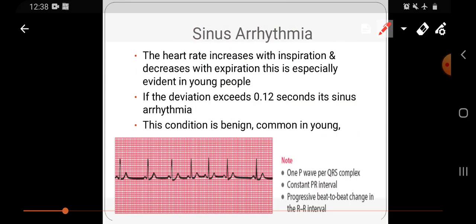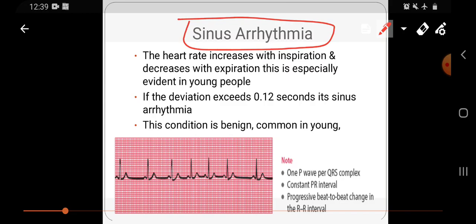Okay. We have another abnormality called sinus arrhythmia. Now you have to know that normally the heart rate increases with inspiration and decreases with expiration. This is normal, okay? But sometimes, especially in young, healthy people, this variation in heart rate between inspiration and expiration is very large. The variation is very large. So this condition is called sinus arrhythmia.